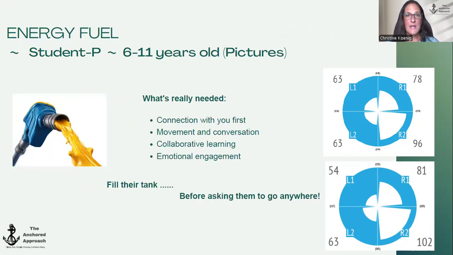So this is what gives them fuel, this sort of brain profile. Okay, what's really needed here is that they need connection first. They need to connect with you and they need to connect with their day. Movement and conversation is what they need. Collaborative learning. They want to be together to learn. Don't give them a lesson and then make them sit on their own to do the worksheet. Sit next to them, be with them, interacting. Emotional engagement. This fills their tank and you need to do it before you go anywhere.